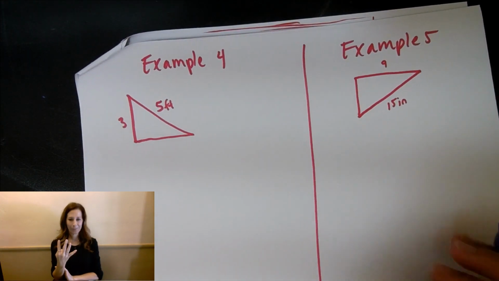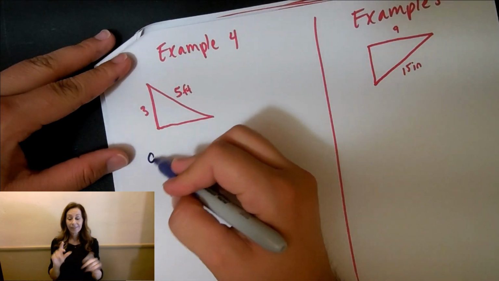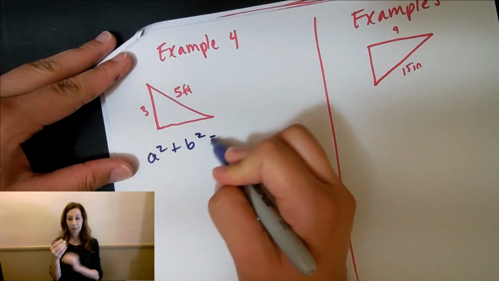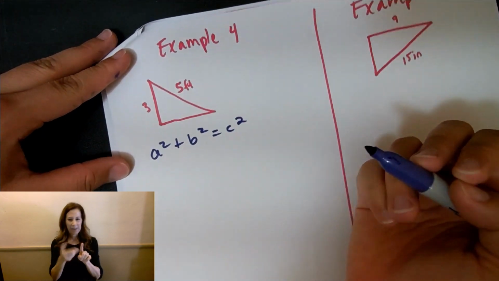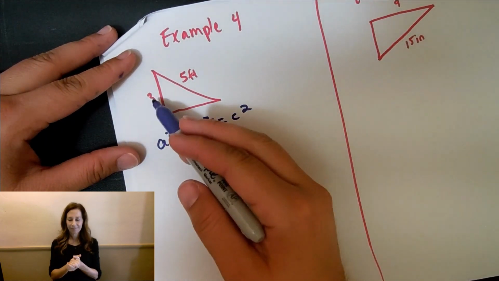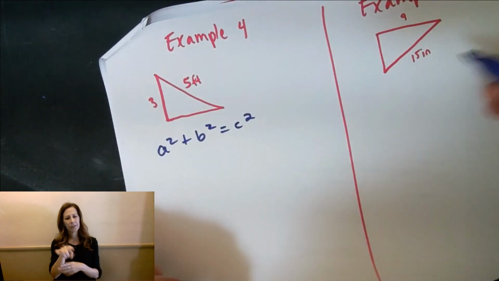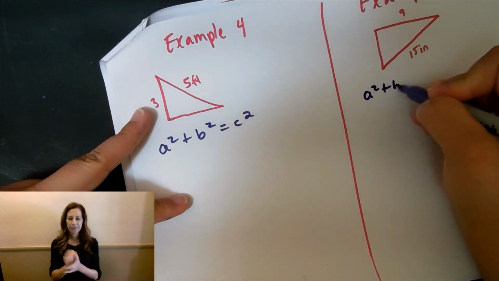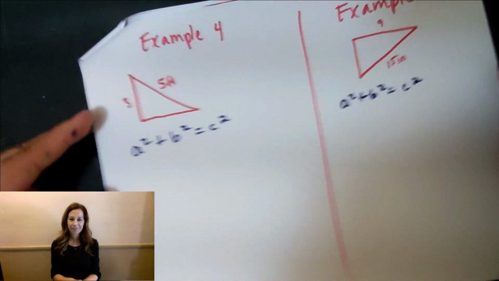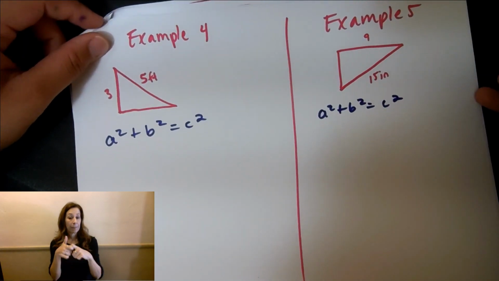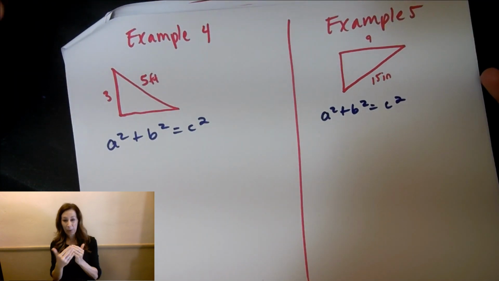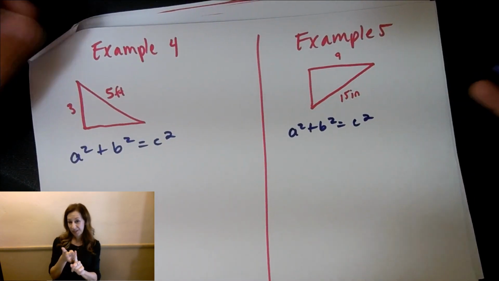Example 4. All right, so A squared plus B squared equals C squared. It's the same stuff over and over again. Okay, so actually I'm going to have you practice these two examples. Press pause when I'm done talking and go ahead and try these two on your own and then come back. Go ahead.